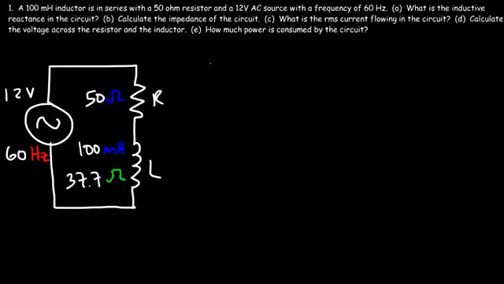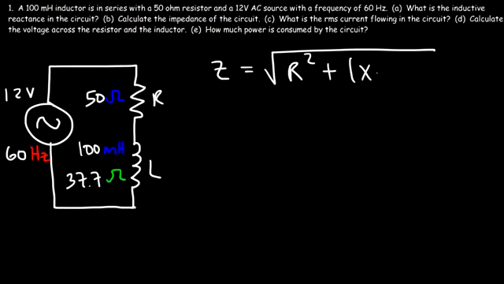Now the formula that you need in order to calculate the impedance is this equation. It's equal to the square root of R squared plus (XL minus XC) squared. Now we saw that XL represents the inductive reactance. XC, on the other hand, represents the capacitive reactance. So we don't have any capacitors in this circuit, so therefore XC is equal to 0.